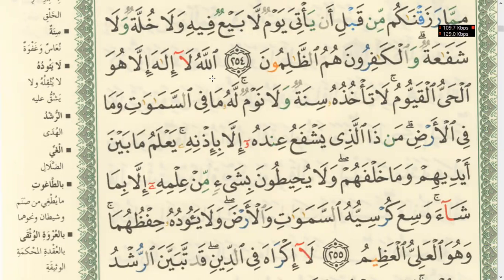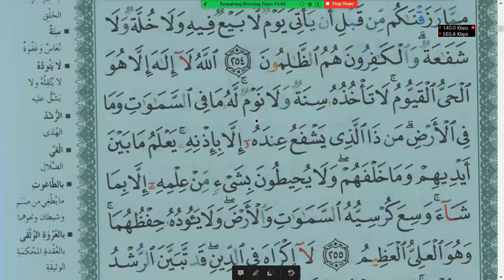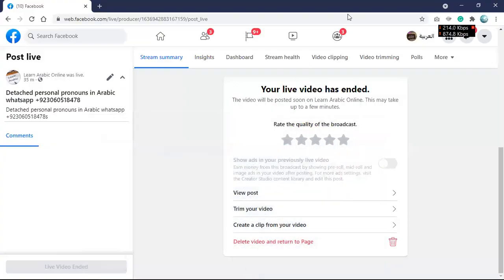La means no. Ta'khudhuhu overtakes him. Sinah means slumber or drowsiness. Nawm means sleep. La ta'khudhuhu sinatun wa la nawm means neither slumber nor sleep overtakes him. Okay, hold for a minute.